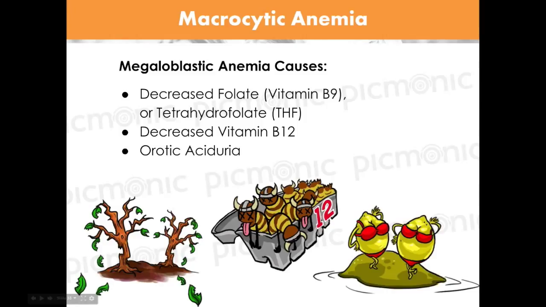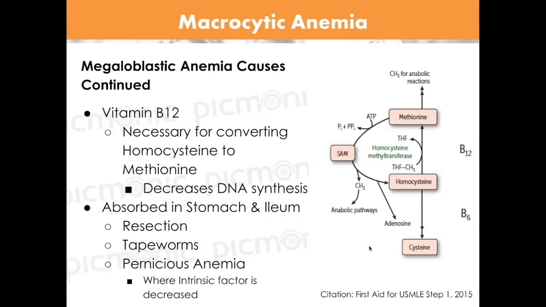A lot of times people can have decreased B12. If you have decreased B12, you're going to have a megaloblastic macrocytic anemia, as well as orotic aciduria, because orotic acid is also involved in the pathway to create DNA. So people with this inherited disorder called orotic aciduria can have a megaloblastic macrocytic anemia. So the foliage for folate, the B12, the B's in the 12-egg carton, they're all dead, and then the orotic lemons for orotic aciduria. That's funny.